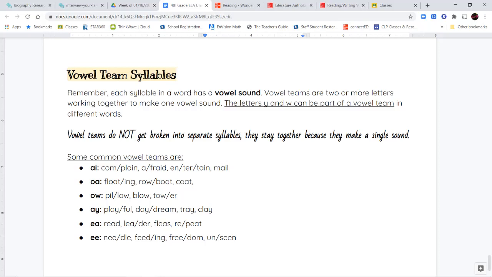AY, like in playful, daydream, tray or clay. EA, as in read or leader or fleas or repeat. Again, one vowel sound, even though it's made up of more than one letter, so it doesn't get separated because it's just the one sound. Then we have EE, like needle, feeding, freedom, or unseen. So remember, vowel teams do not get broken up into separate syllables. They stay together in their syllable.